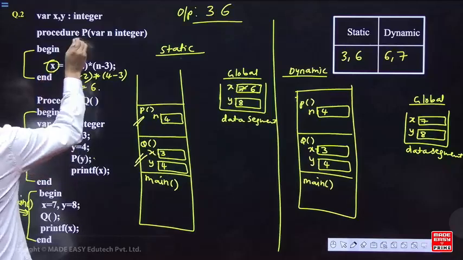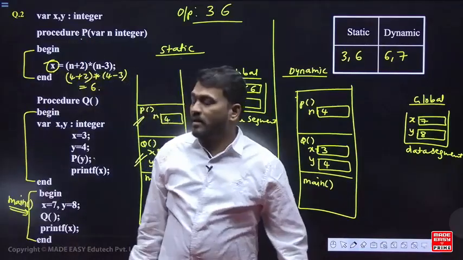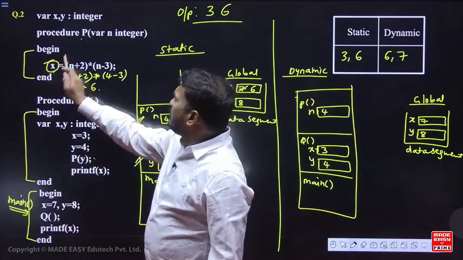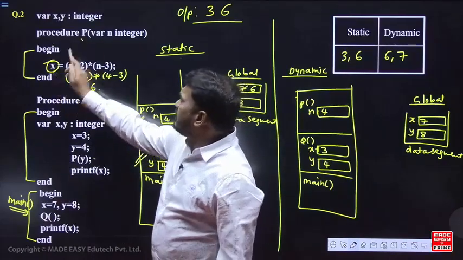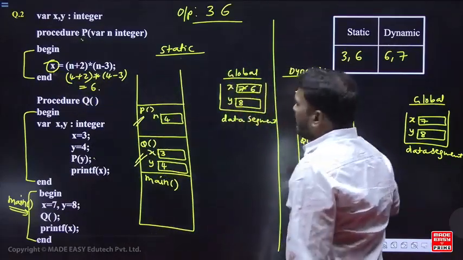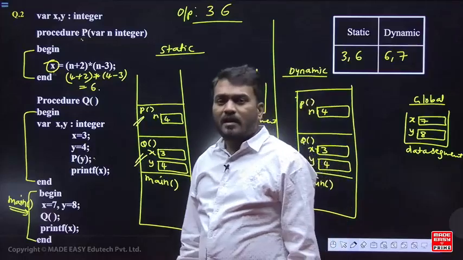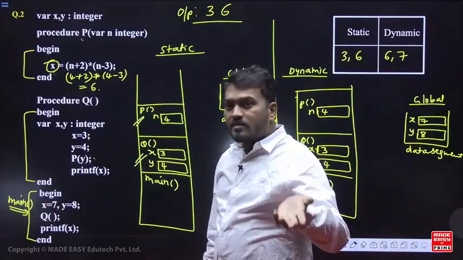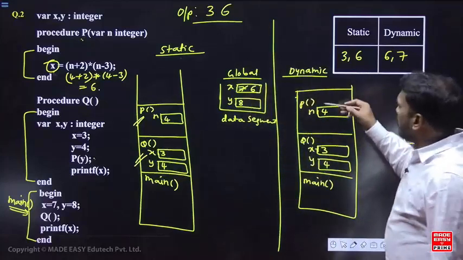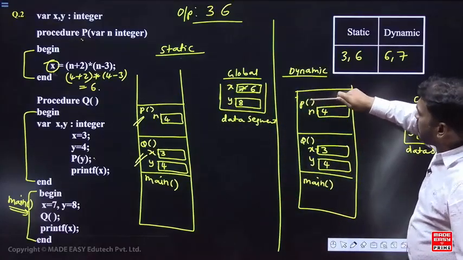Now variable x is a free variable. Listen carefully. Variable x is a free variable in P. So you are following dynamic scoping. Now tell me where it should be updated. In dynamic scoping, a free variable is resolved by using what? The previous calling function. Now tell me, who called the function p?